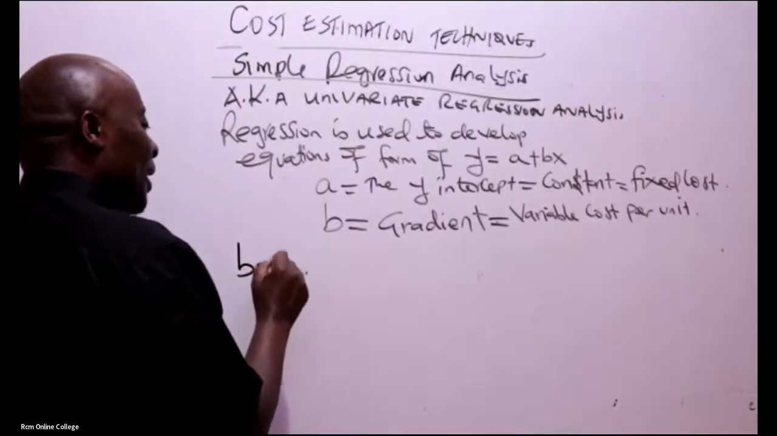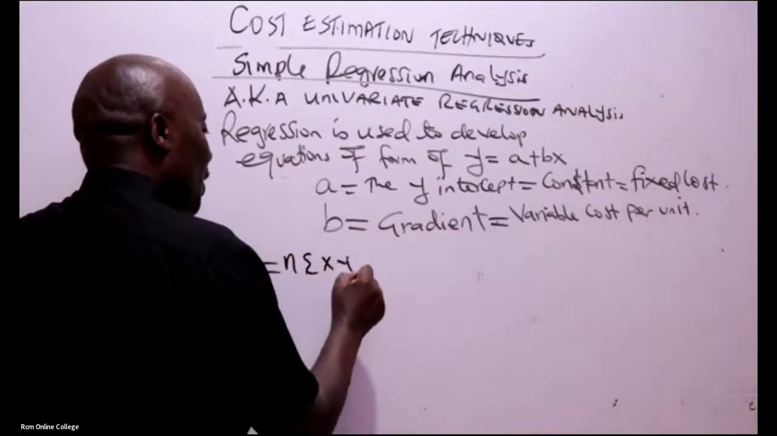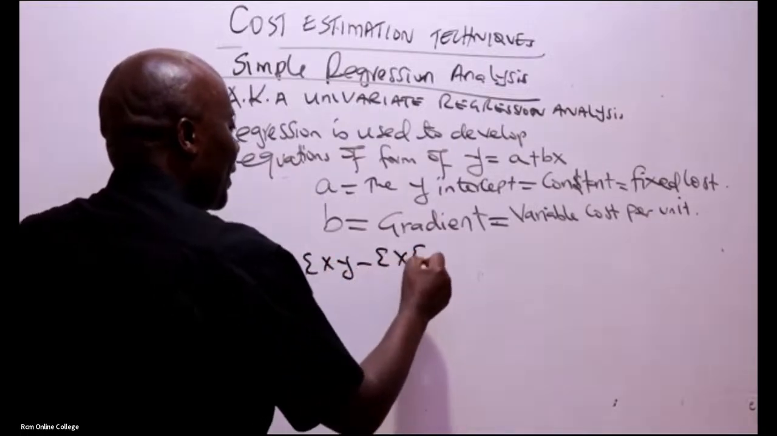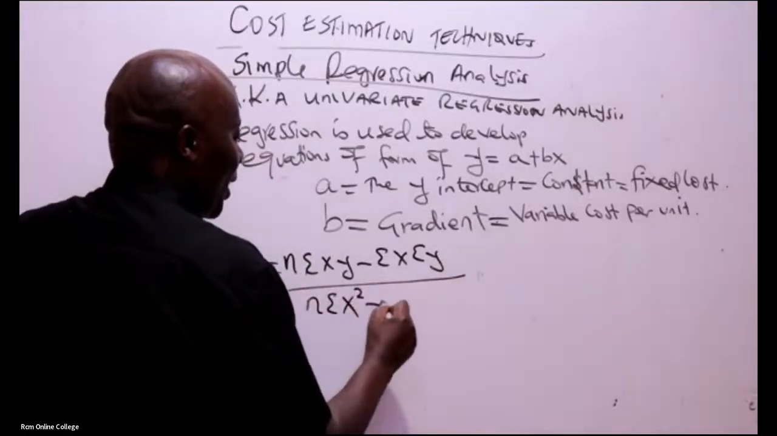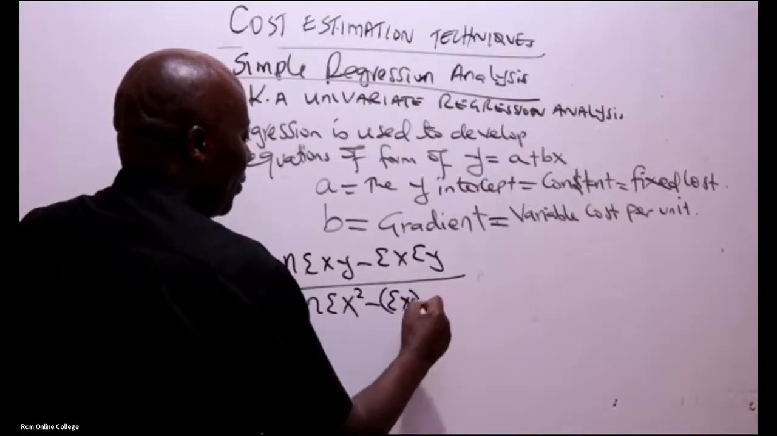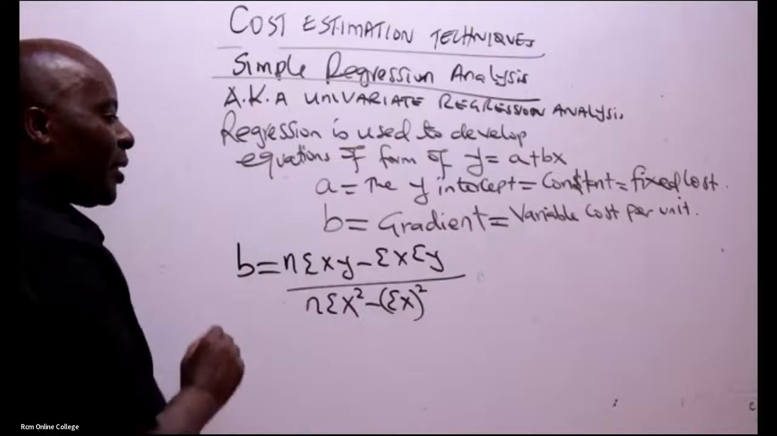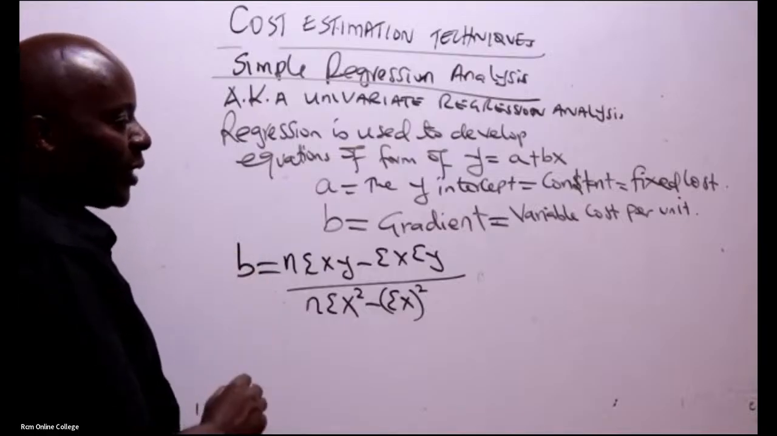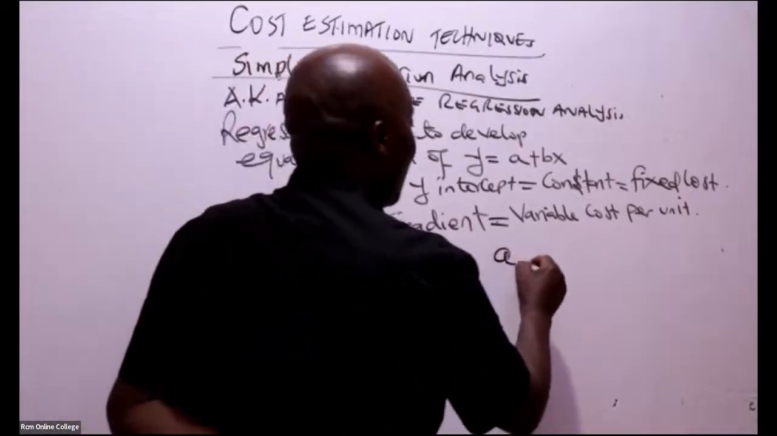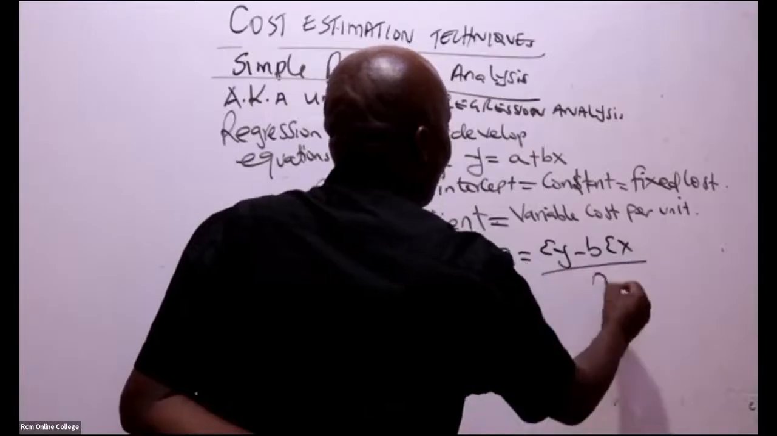And remember, ladies and gentlemen, that regression analysis gives us the methodology for getting B and A. And if you remember very well, using regression to get B, we take n summations of xy minus sum of x, sum of y, all over n summations of x squared minus summation of x, all squared. That's how we get the gradient. And then to get the y-intercept A, we take summation of y minus b summation of x divided by n.